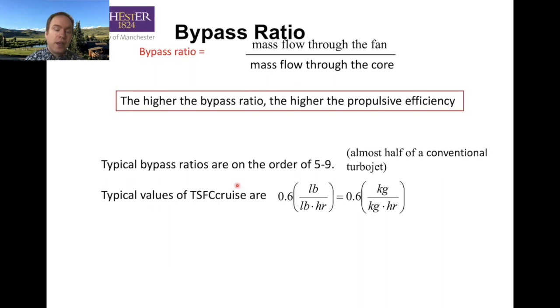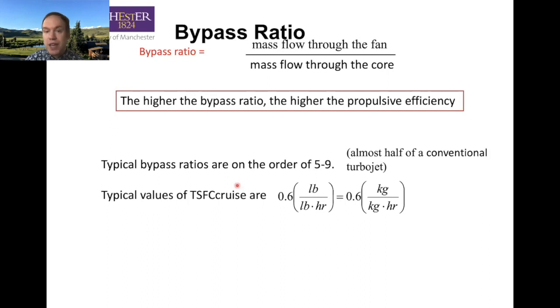Okay, as we're talking about gas turbofan engines, I need to introduce you to bypass ratio. That's the ratio of the mass flow through the fan versus the mass flow that goes through the core, the combustor of the engine. This is not a ratio of thrust.